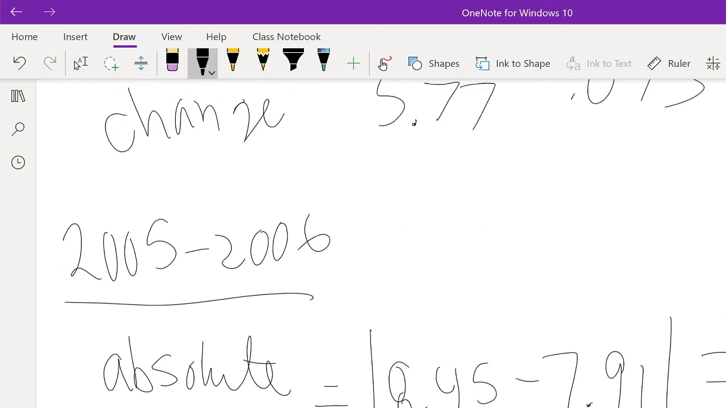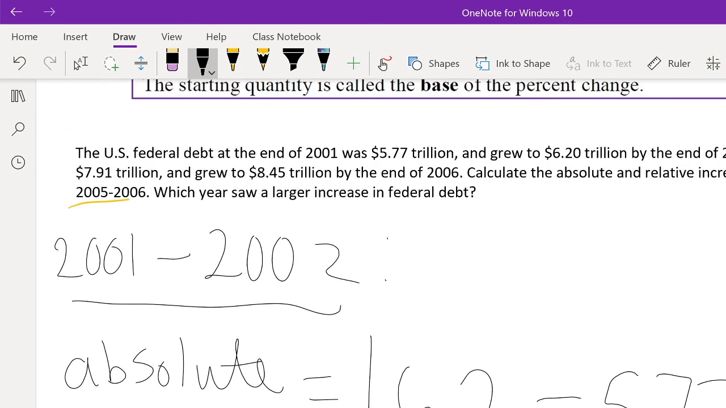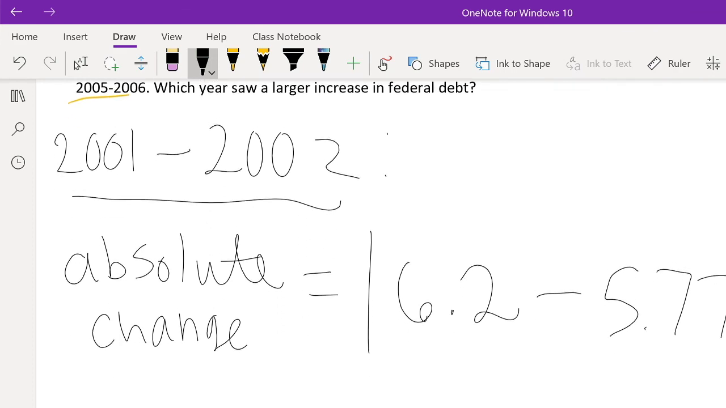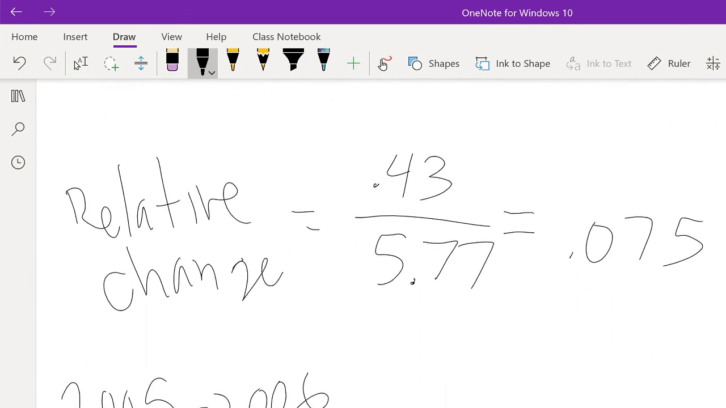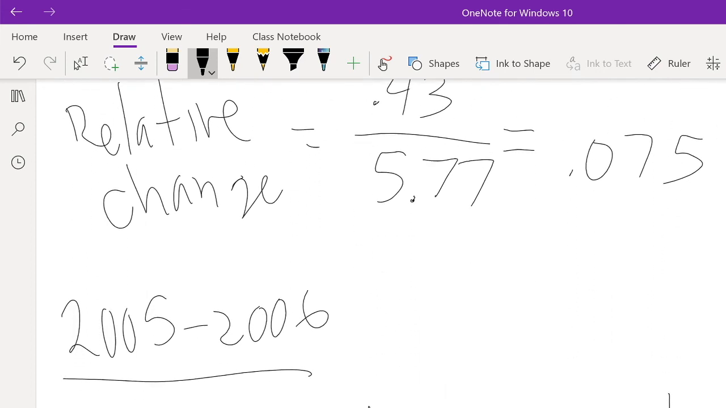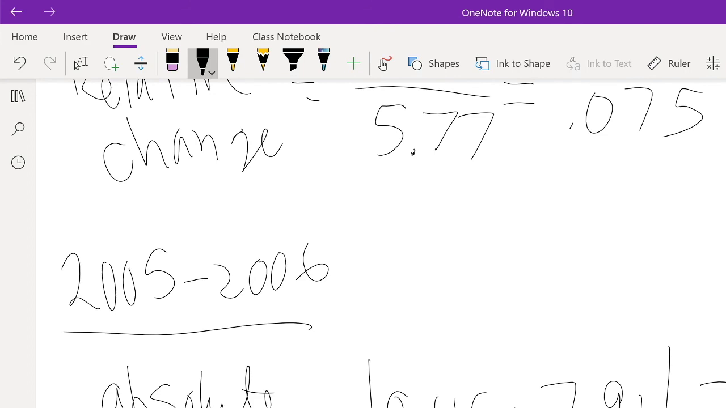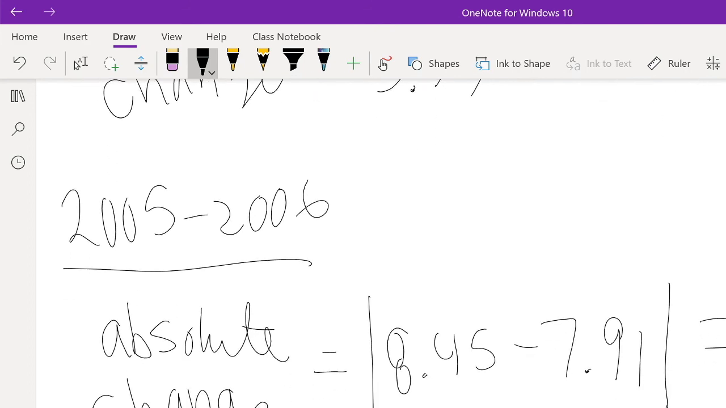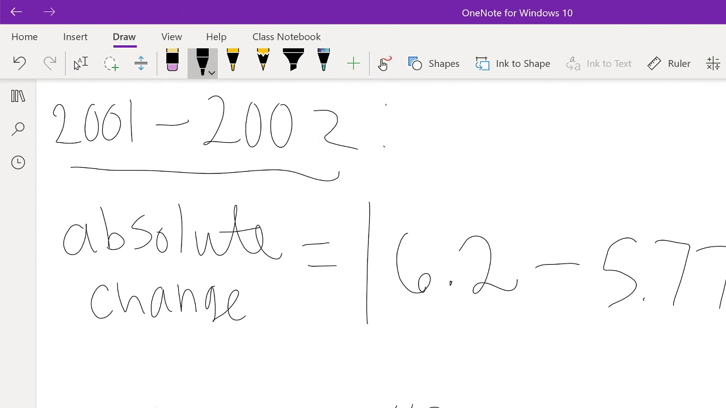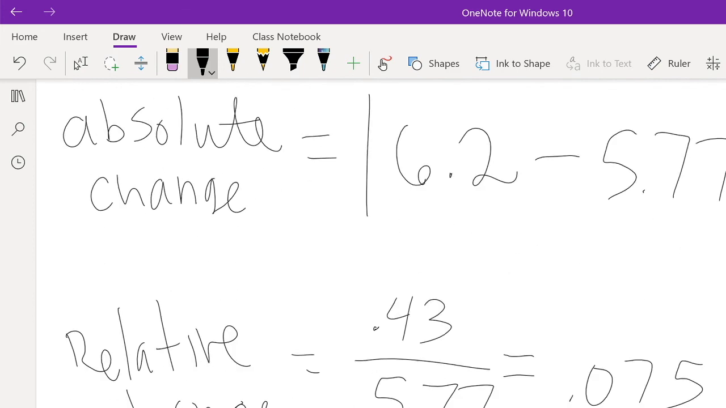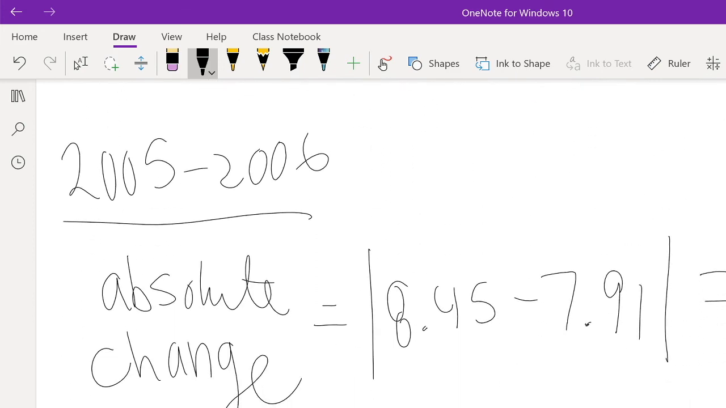All right. So now we've answered the question, and they ask us which year saw a larger increase in federal debt. Well, if we just talk about dollar amounts, it would be from 2005 to 2006. Now, if we think in terms of actual size, that actually happened from 2001 to 2002. And that corresponded to a percentage-wise, a 7.5% jump. Whereas in 2005 to 2006, it was only 6.8%.